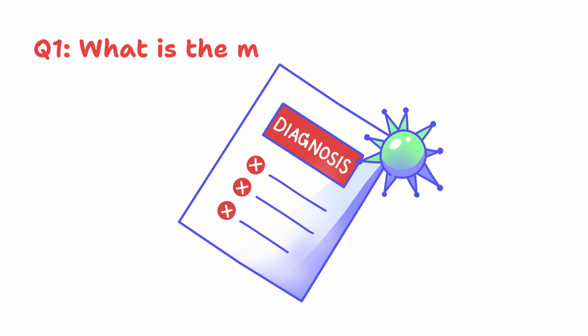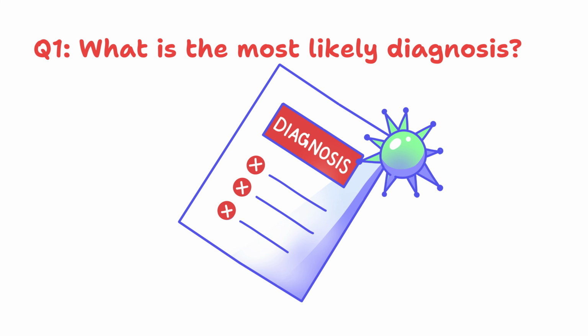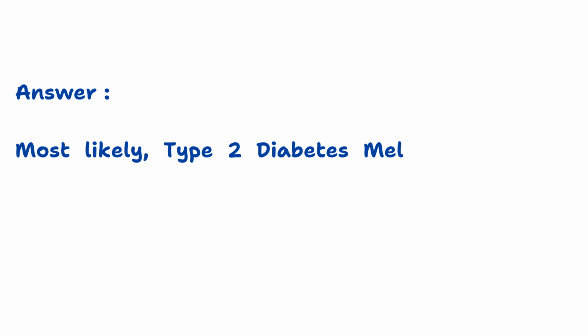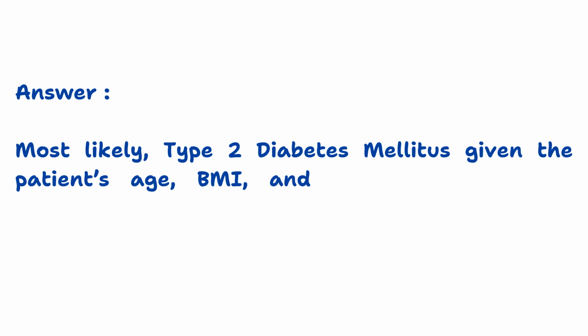Question 1. What is the most likely diagnosis? Answer: most likely type 2 diabetes mellitus, given the patient's age, BMI and lack of autoimmune history.